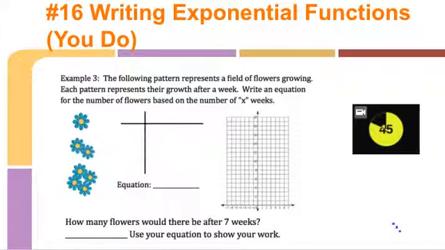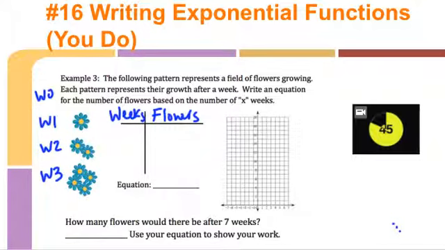Okay, and let's do the final example. So example 3 says the following pattern represents a field of flowers growing. Each pattern represents their growth after a week. Write an equation for the number of flowers based on the number of x weeks. So this is weeks, and this is flowers. So again, this is week 1, week 2, and week 3. And this is week 0.